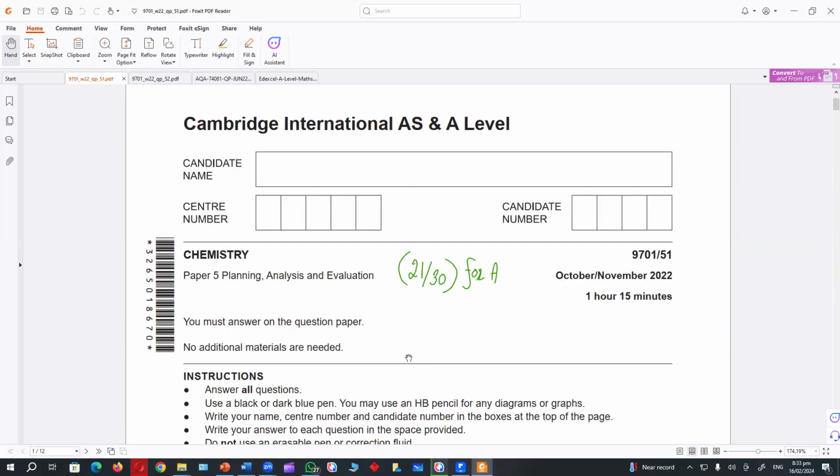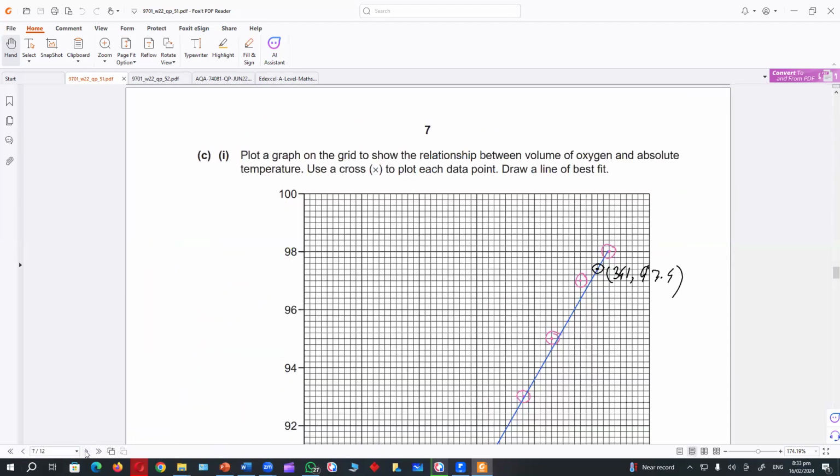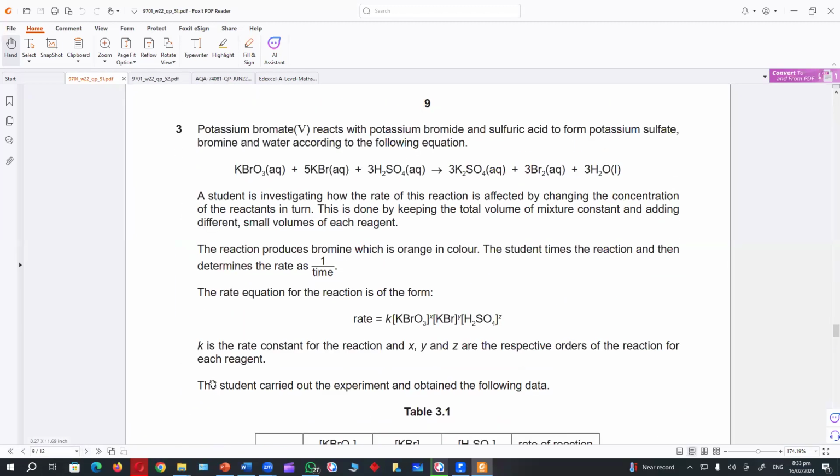This is November 2022, paper 51, and we have to do question number 3. Potassium bromate reacts with potassium bromide and sulfuric acid to form potassium sulfate, bromine, and water according to the following equation: KBrO3 + 5KBr + H2SO4 gives K2SO4 + 3Br2 + H2O.